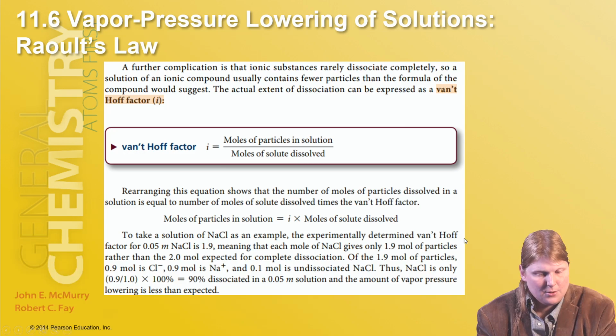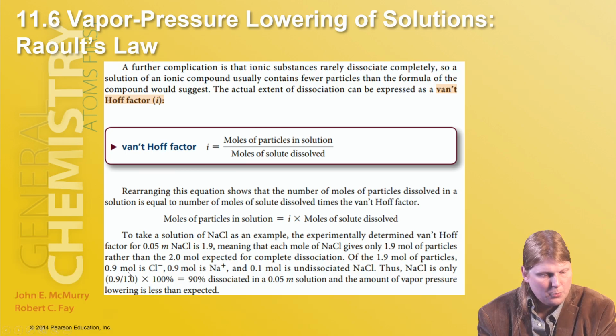So that's just something else to kind of keep in mind here, that the Van 't Hoff factor for a 0.05 molal sodium chloride solution is 1.9, so not quite 2, because it should give 2 moles of ions for every 1 mole of sodium chloride. So that's something that we should think about.